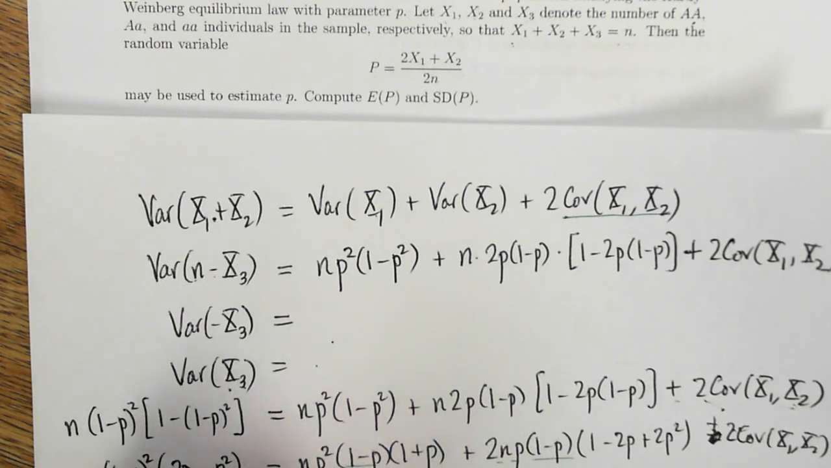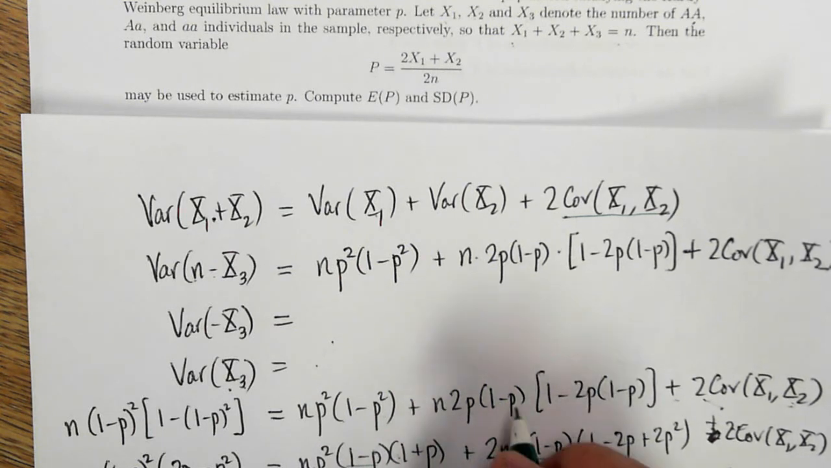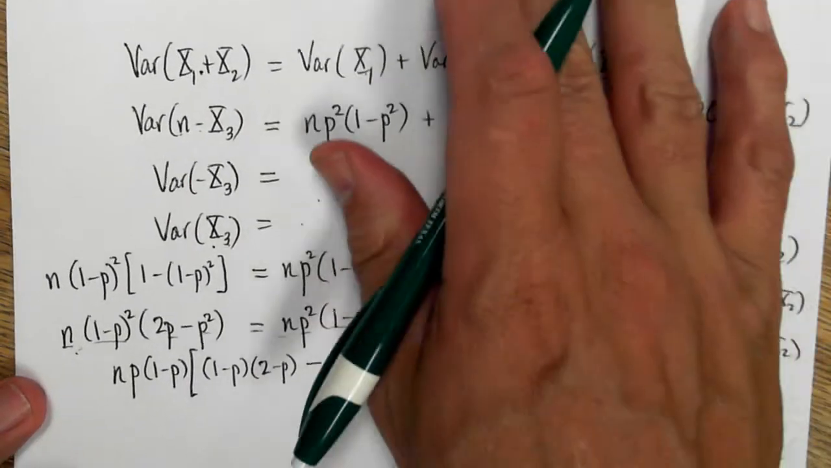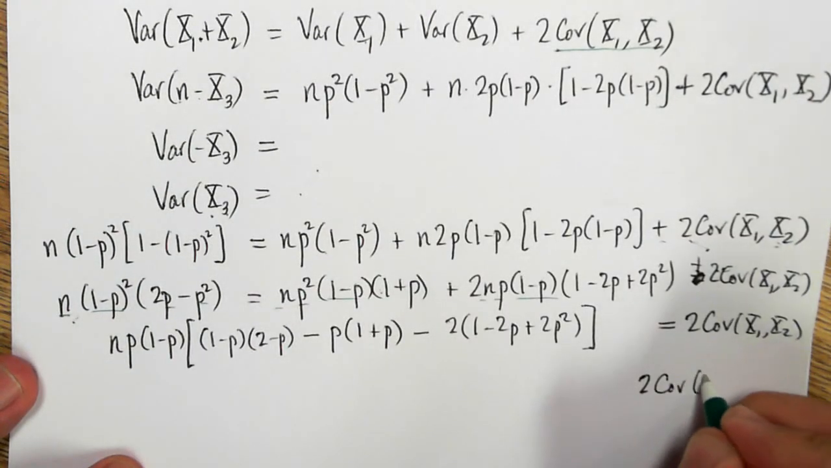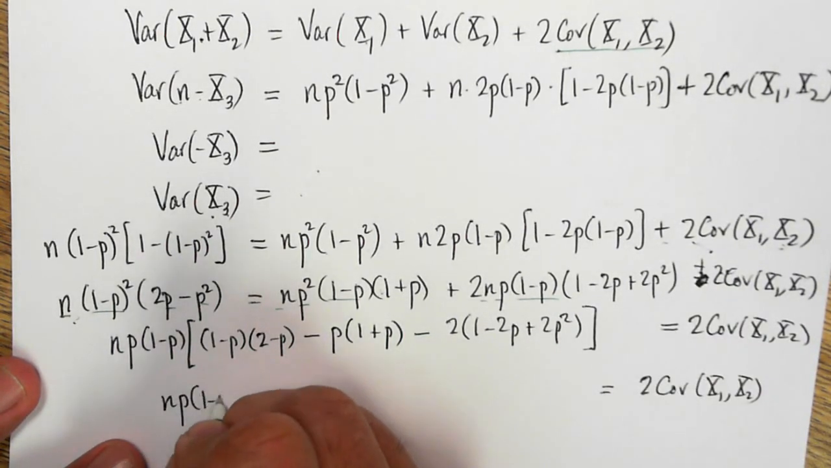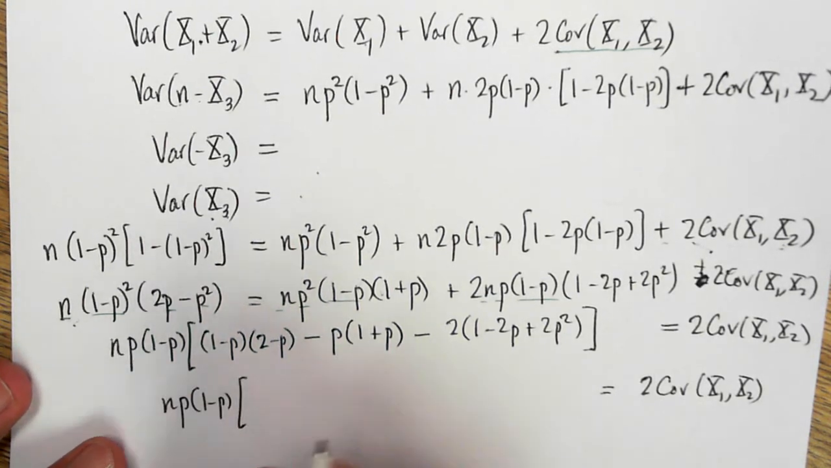What's going to be left here will be (1 minus p) times (2 minus p). What will be left here, when I bring this over, will be minus p times (1 plus p). And over here, I'll have 2 times (1 minus 2p plus 2p squared). And so 2 times the covariance of x1 and x2 will be equal to n times p times (1 minus p). All right, let's multiply out and hope for the best.